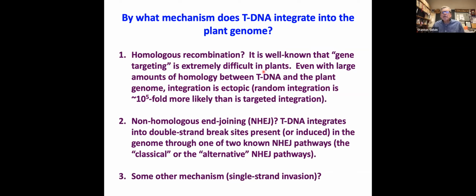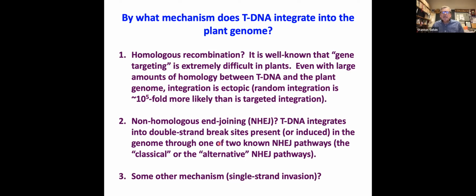It ectopically integrates. So homology in plants is extraordinarily rarely used. If tDNA is used to infect yeast, however, it will use homologous recombination, but not in plants. So if homologous recombination is not being used to integrate tDNA into the plants, what is being used? Well, the thought is it uses some sort of a non-homologous end joining process.